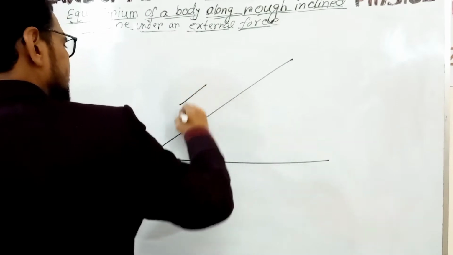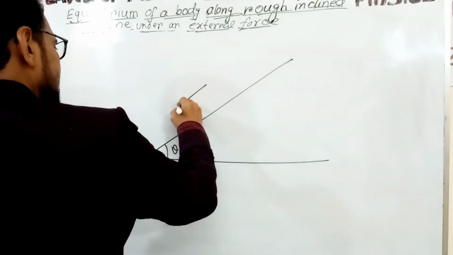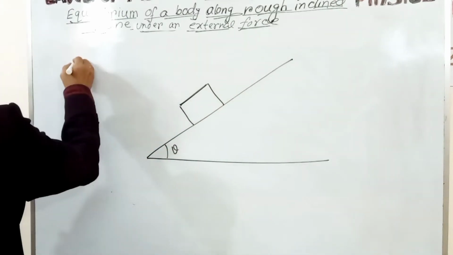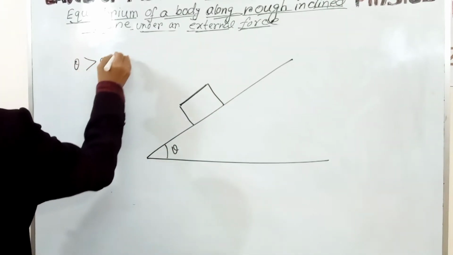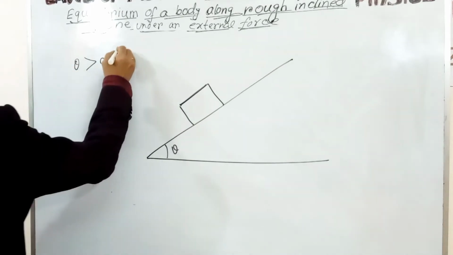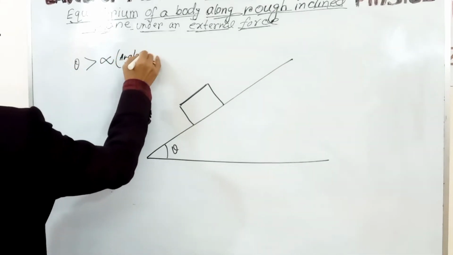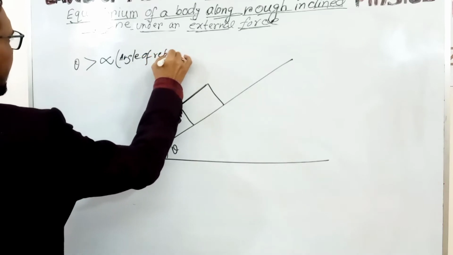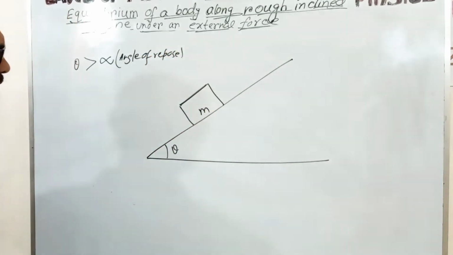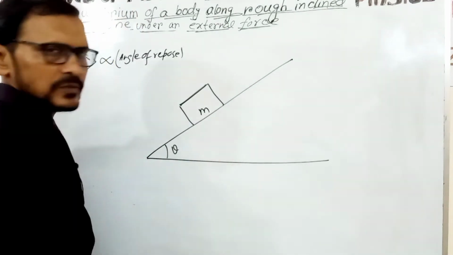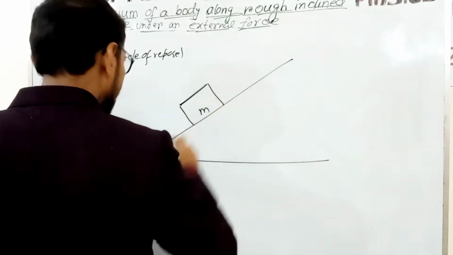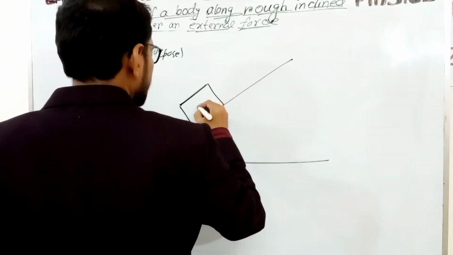Now suppose this is an inclined plane of inclination theta. A block is present here on the inclined plane. Here theta is greater than alpha, where alpha is the angle of repose. This is the angle of inclination and alpha is the angle of repose. A block of mass m is placed on the inclined plane. Now an external force is applied at an angle with the horizontal.